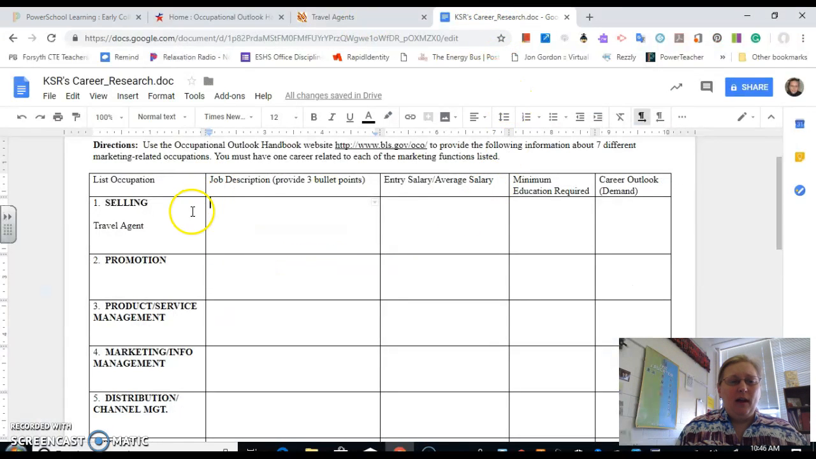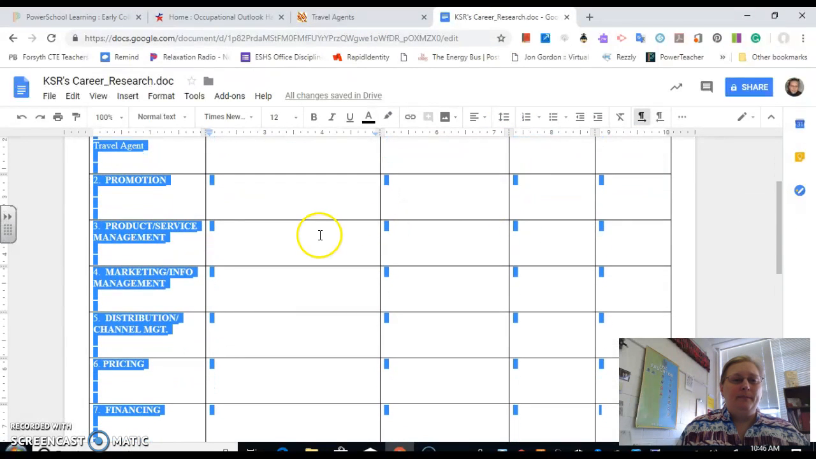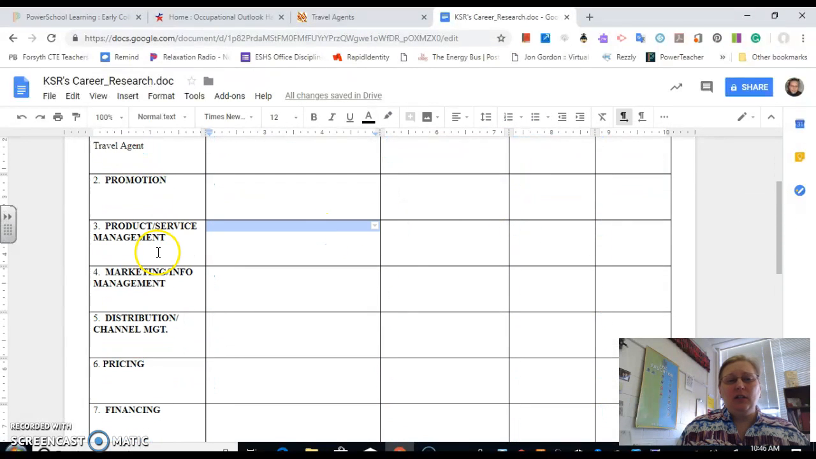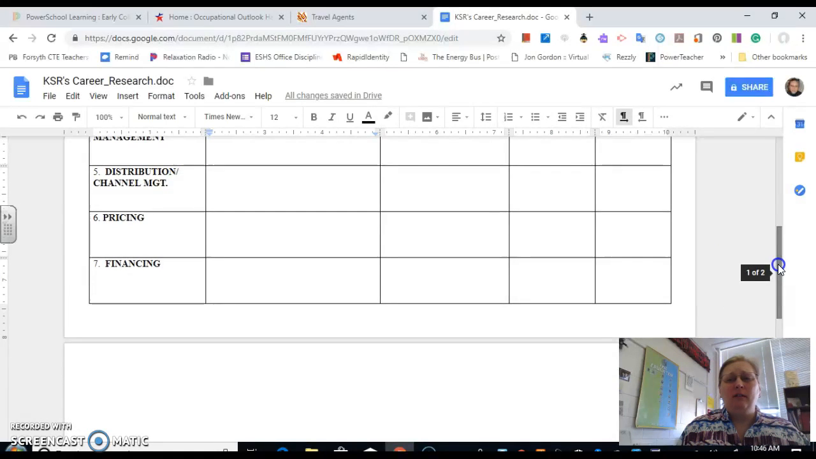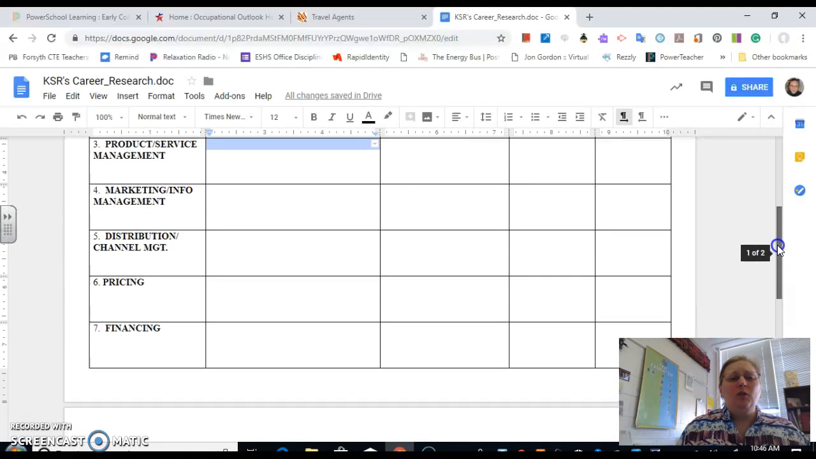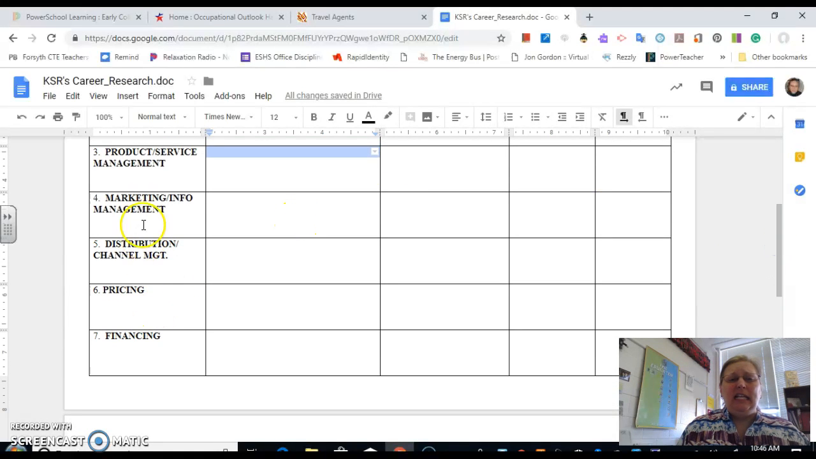Then you want to find one for promotion, product service management, marketing info management, channel distribution. That's even just a truck driver. Distribution. Pricing. What's a job in pricing? Financing. Some people overthink that. Financing could be a banker, for that matter. So you want to be able to find jobs in these areas.